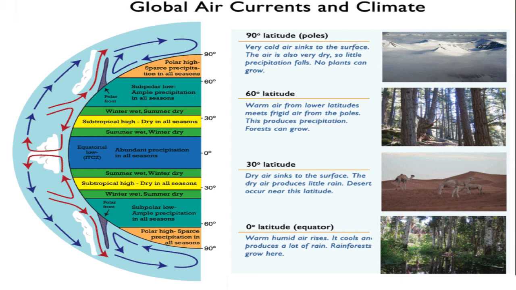It has warm, humid air that rises, and it cools and produces a lot of rain. This is where you get your rainforests, and they have abundant precipitation all year round. On here we have a diagram that shows you each area with the different climates and why it affects it because of the air and the polar fronts.